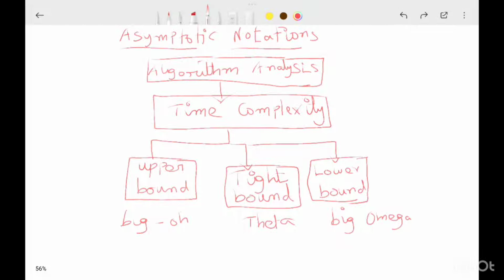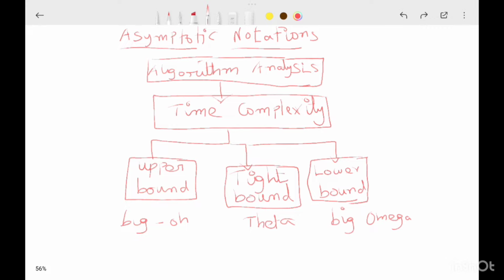But theoretically, we cannot say the upper bound is exactly the worst case, the lower bound exactly the best case, and the tight bound exactly the average case. It purely depends on the context of the algorithm as well as the context of the input. For your better understanding, upper bound is related to the worst case, lower bound we can relate as the best case, and tight bound as the average case.